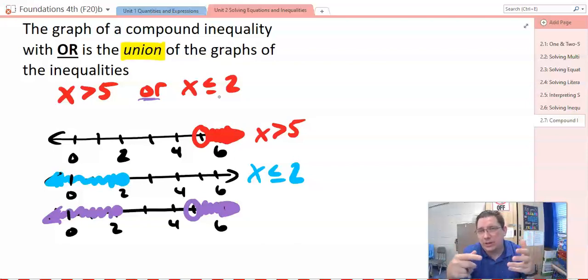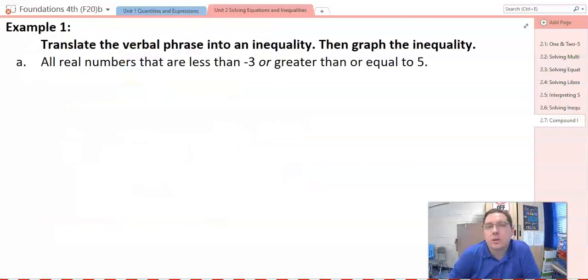So now we're going to look at translating some of these statements into inequalities, being able to graph them, and being able to solve them. So let's go to that. So in example 1, we're going to have a couple of examples here where we're going to translate the verbal phrase into an inequality, and then we're going to graph it on the number line.